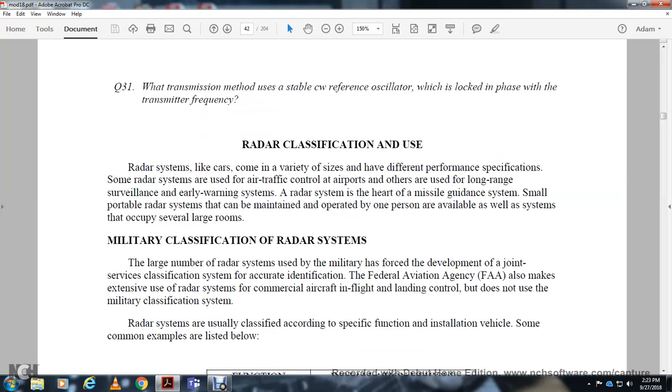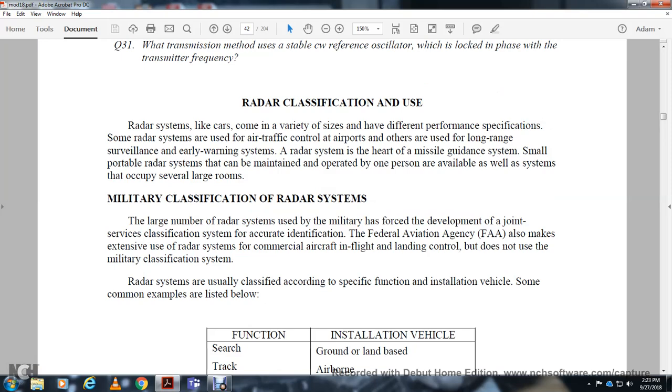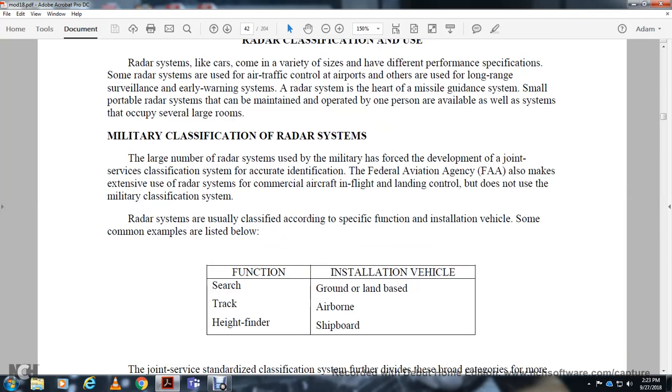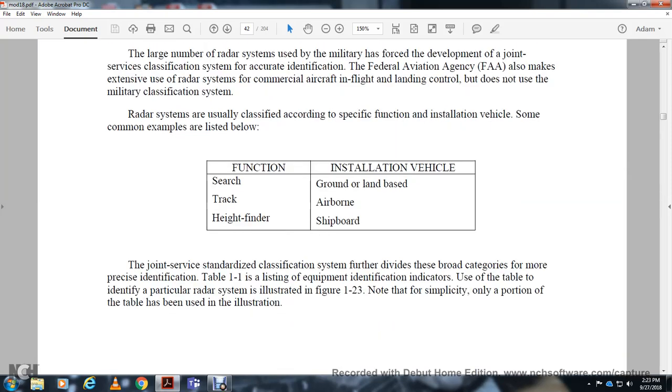Military classification of radar systems: the large number of radar systems used by the military forces led to the development of a joint service classification system for accurate identification. The Federal Aviation Agency also makes extensive use of radar systems for commercial aircraft in flight and landing control, but these are not used with the military classification system. Radar systems are classified according to their specific function, installation, and vehicle. Some of the commonly used categories are search, ground and land based, track, airborne, height finder, and shipboard. The joint service standardized classification system is further divided into broad categories for more precise identification.